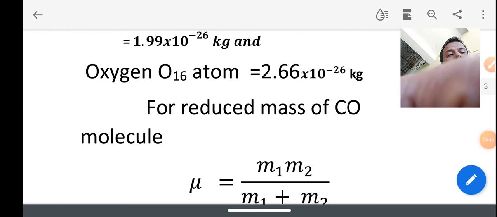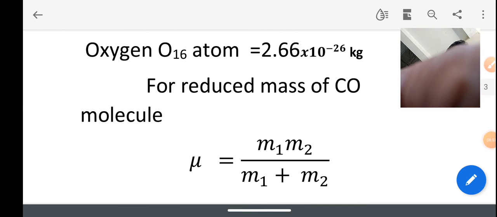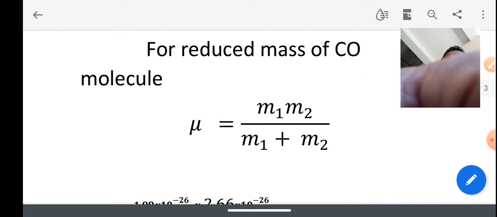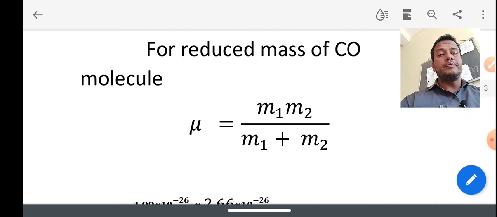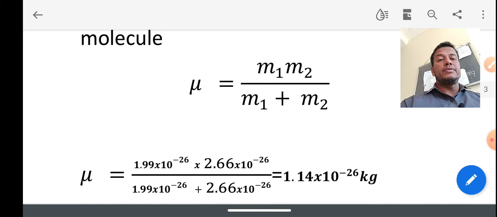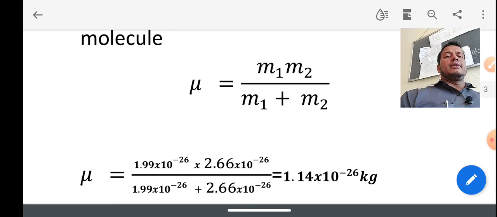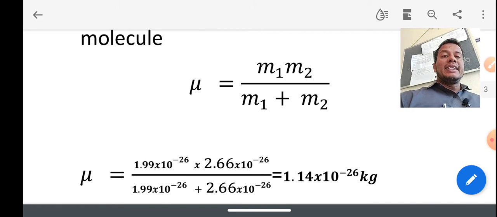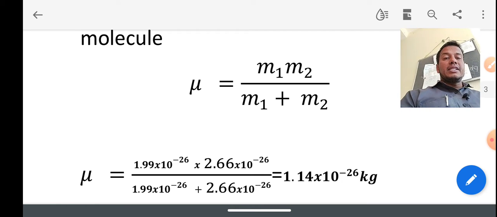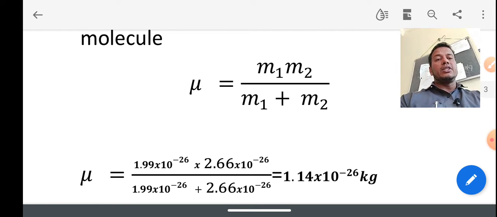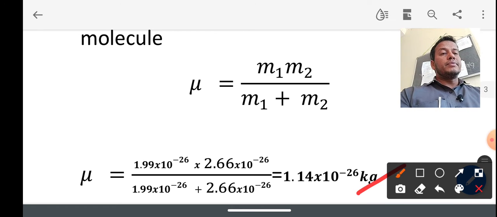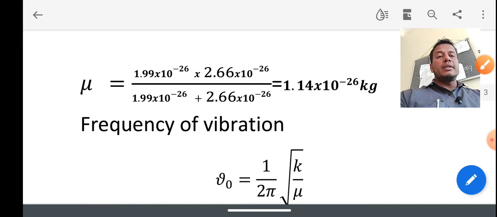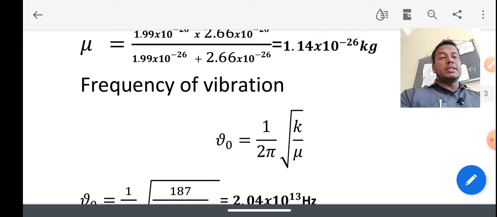At first we calculate the reduced mass here. So, reduced mass is given by m1 into m2 by m1 plus m2. So, put this value: m1 is 1.99 into 10 to the power of 26 and m2 is 2.66 into 10 to the power of 26, and the sum gives mu, the reduced mass, as 1.14 into 10 to the power of 26.